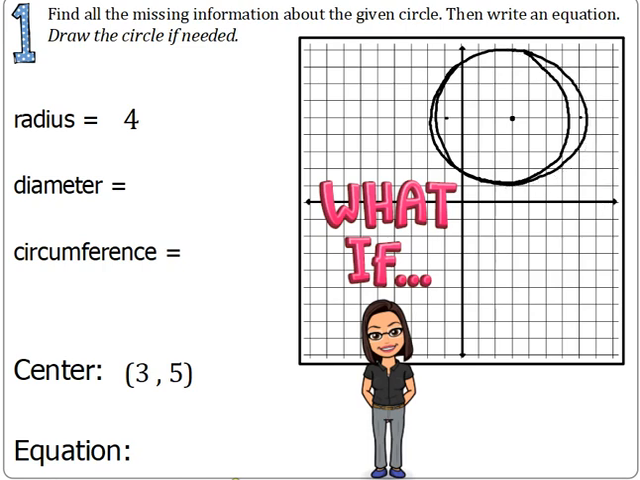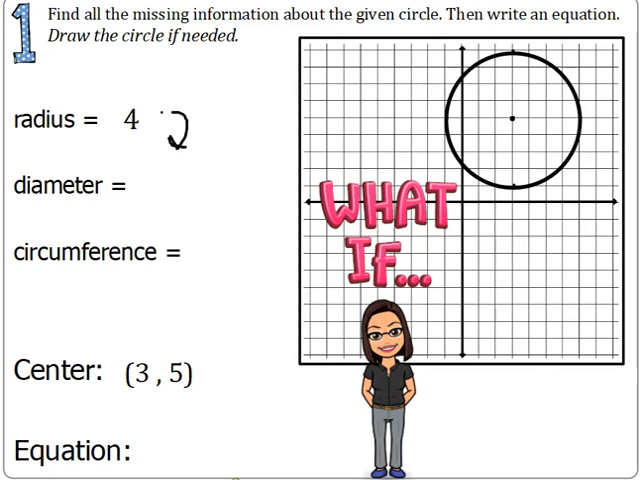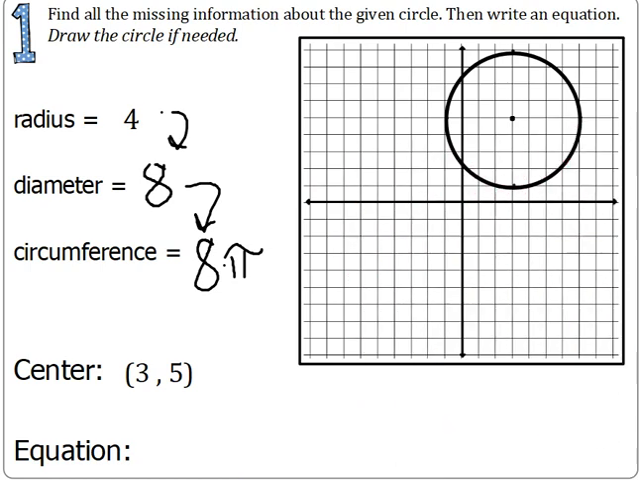But guess what I have here, my friends? I have a handy dandy circle ready to go. Oh, look at that. It's the magic of television. So now that I have my circle drawn, let's see. This circle, if the radius is 4, that tells me that my diameter would be 8. If the diameter is 8, it tells me the circumference would be 8 pi. And knowing the center is at 3, 5, here, let me move my Bitmoji out of the way. The center is at 3, 5.